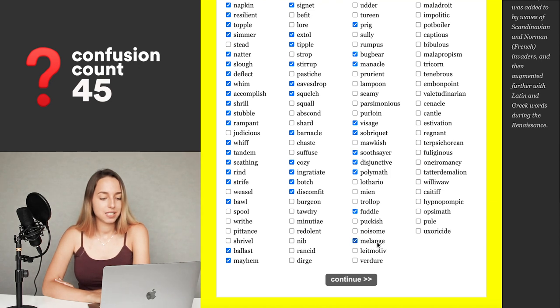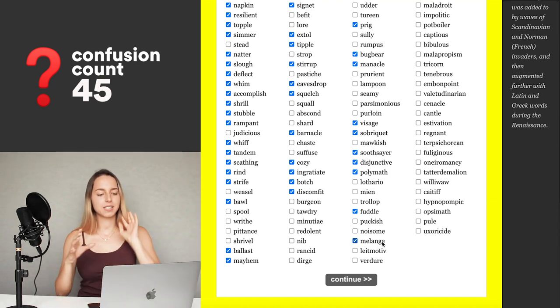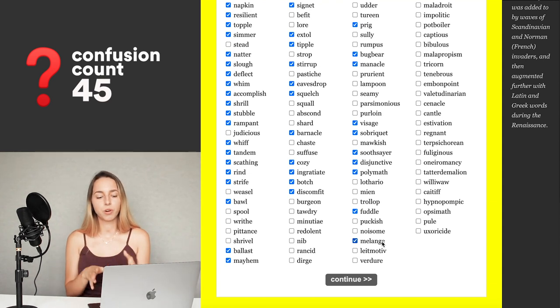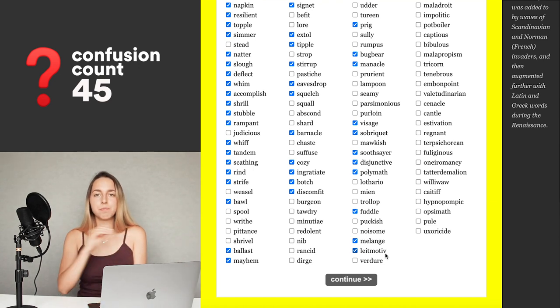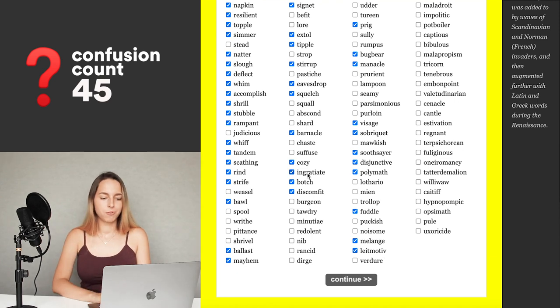Melange, yes. I'm not sure how it's pronounced though, but it's like a mix of something. I guess it's a word that is usually used in cookbooks, and when you mix some mixtures together, you get a melange. Don't know how to say that, but I know what that means. A leitmotiv, yes, I guess it's of German origin, but it also means the main theme, the main subject that goes through a piece of music or an art piece or maybe a book. Verdure.